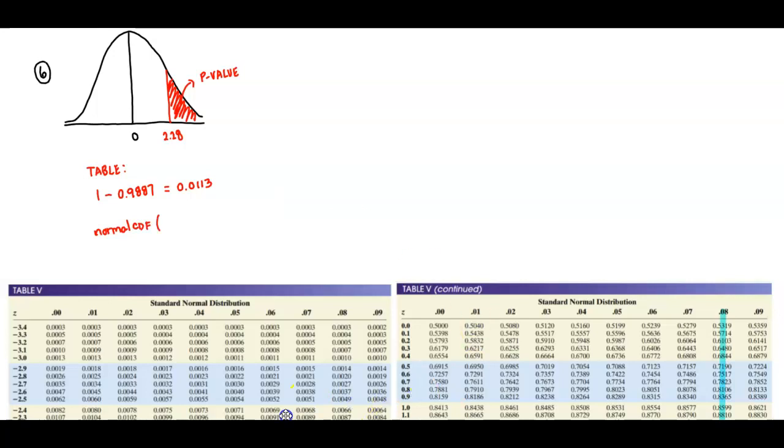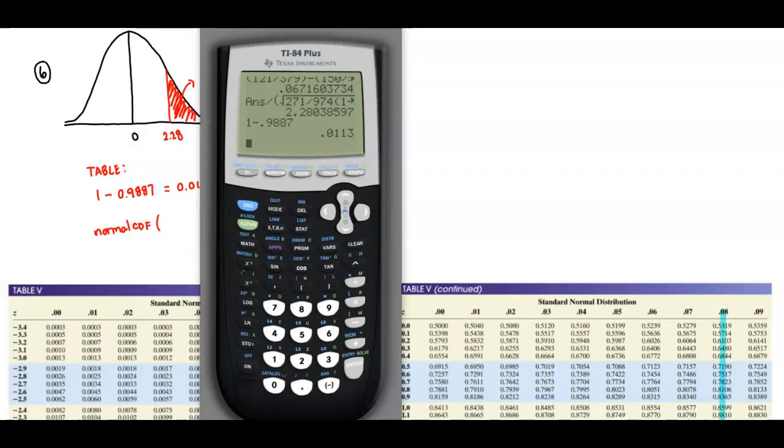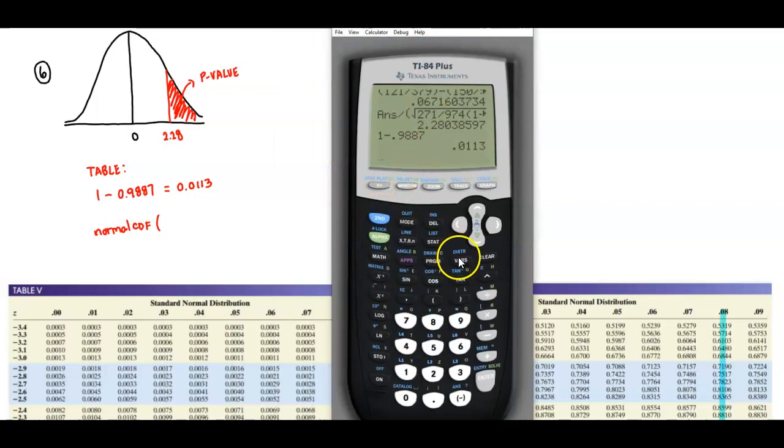Now, if we wanted to use the calculator function, we would use normal CDF. So in order to do that, we're going to go second distribution, go to normal CDF. We know that our lower value here is 2.28. We know that our upper bound is 9999. We know that our mean is 0. We know that our standard deviation is 1.